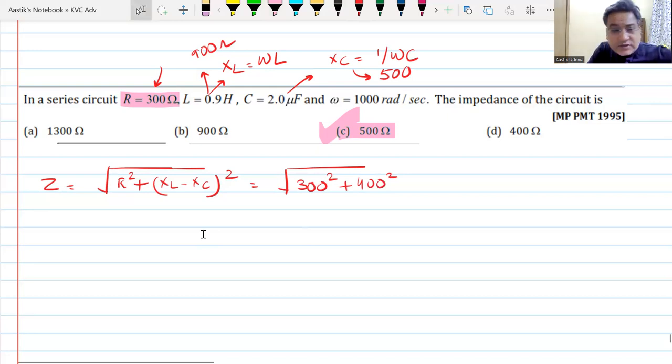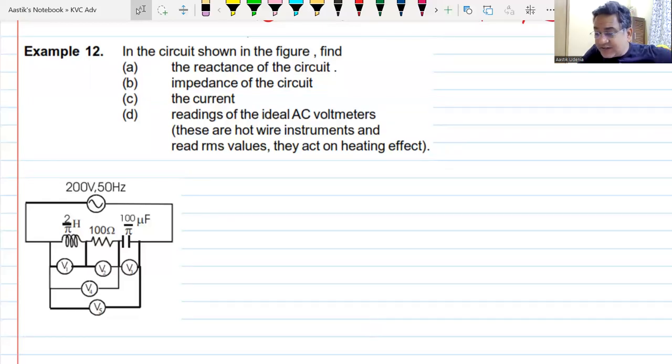That takes me to the next problem, and this is the problem which has everything coming here. We have a circuit which has a voltage of, remember, whenever voltage is given, it's always the RMS value of voltage that is given. The RMS value of voltage is 200 volt, frequency is 50 hertz. You have to find the reactance of this circuit. When you say reactance, it is XL minus XC or XC minus XL, whosoever is bigger. Then you have to find the impedance of the circuit. Then you have to find out the current in the circuit.